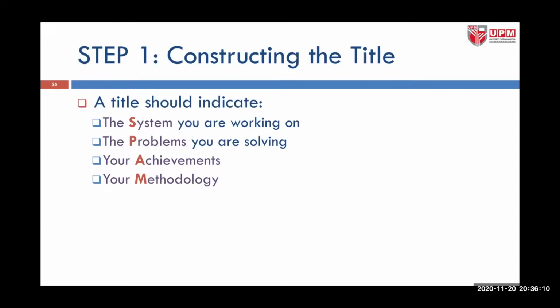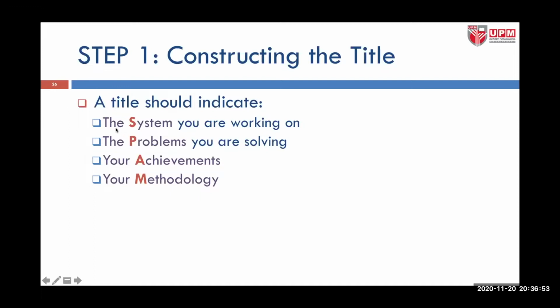So generally, from our previous discussion, we have introduced the general title. In K-chart, a title should indicate the following. Basically, you are going to have the SPAM. SPAM stands for system, problems, achievements, and methodology. Whether you are going to have all these elements in your general title, or just a few. Maybe some of it will appear in the very general title, and later appear in your specific title as we go along.